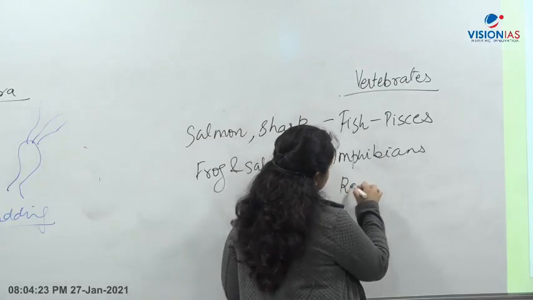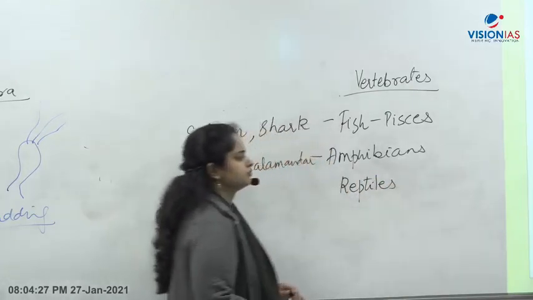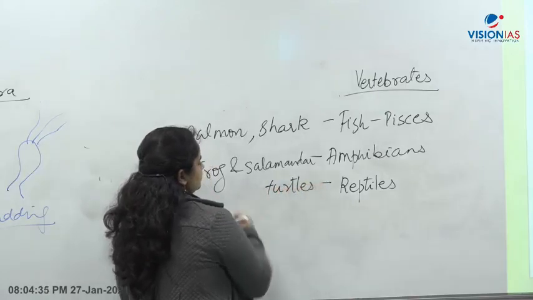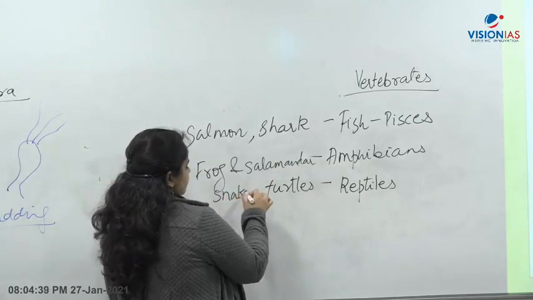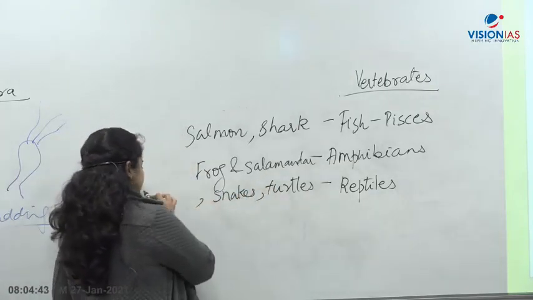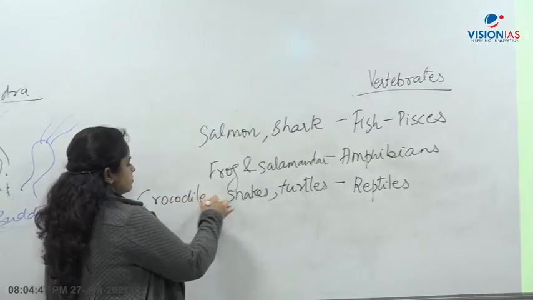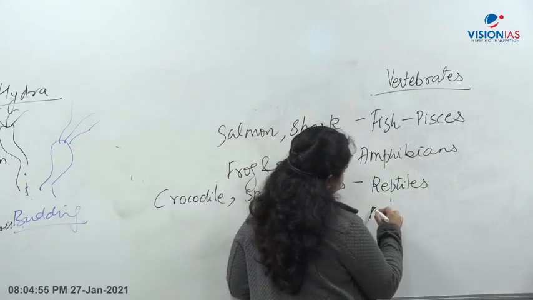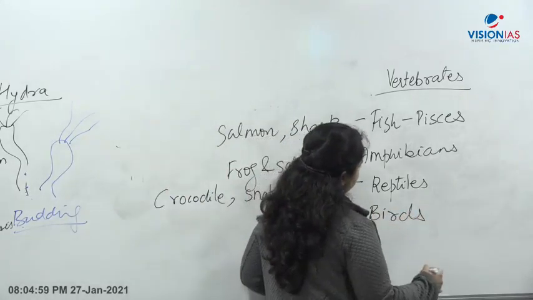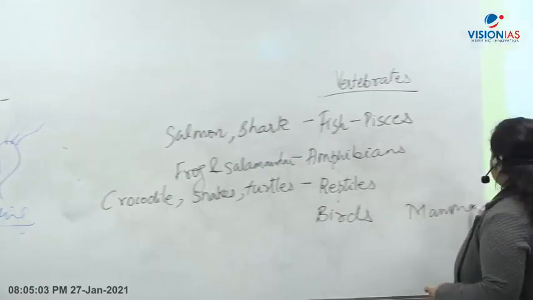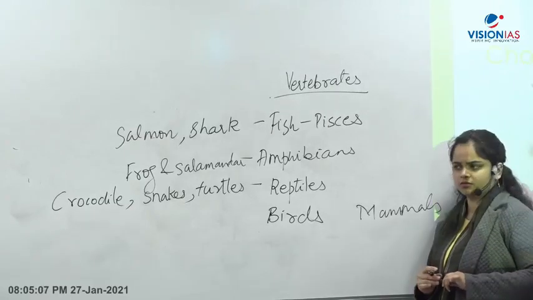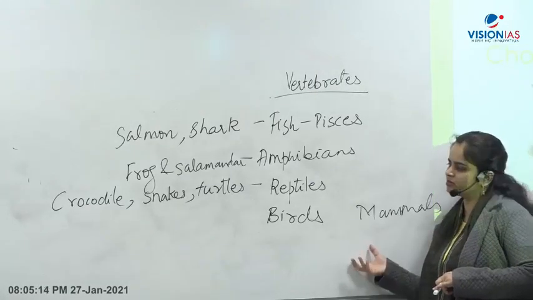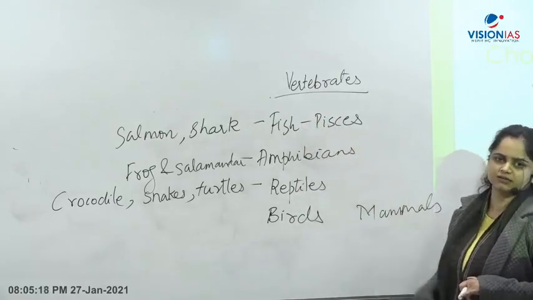Then you have the next group called reptiles, which again you can have turtles, you can have snakes, right? Different snakes, cobra, python, you know about that. Then crocodiles. After that you have birds and mammals. In terms of evolution, birds and mammals invariably come at the same level. Okay, so we cannot really compare which came first. But this sequence is fixed. First fish, then amphibians, then reptiles, and then birds and mammals.